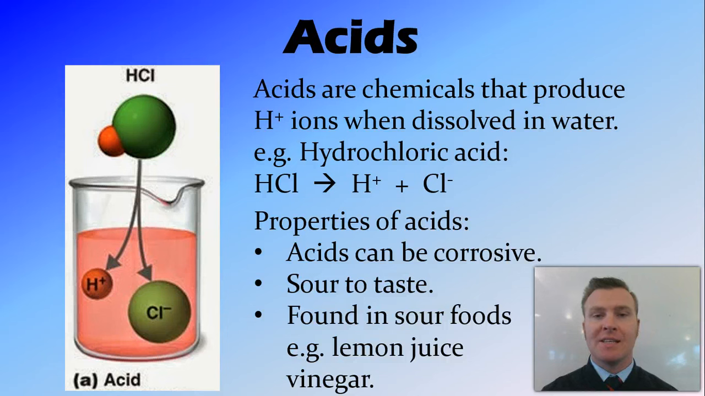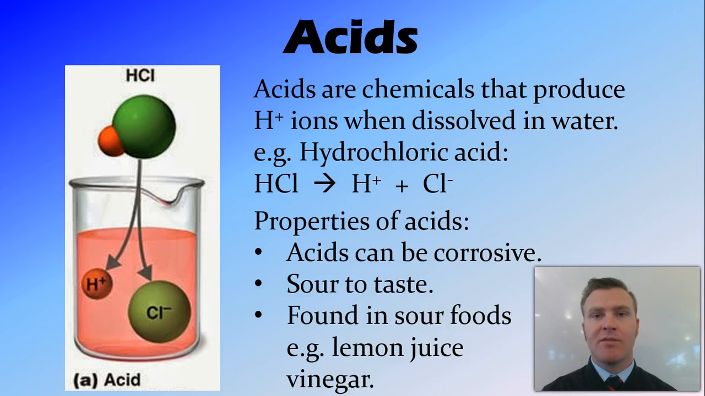So firstly, acids are any chemical that when dissolved in water, the two ions dissociate, and one of those ions is a hydrogen ion. So we have these positive hydrogen ions floating around, and that's what makes the solution acidic. For example, hydrochloric acid, when dissolved in water, produces hydrogen ions as well as chloride ions.